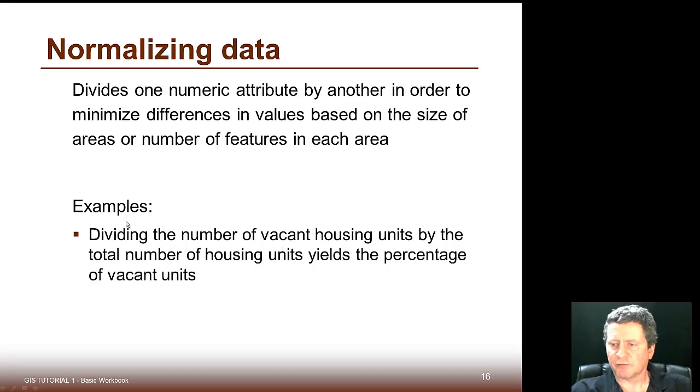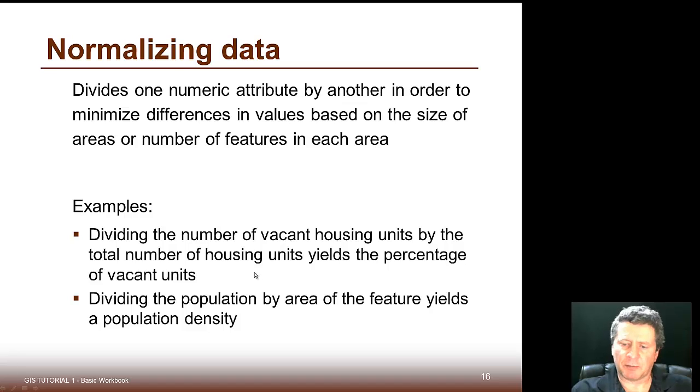So for example here, the idea is vacant housing units divided by the total number of housing. So it tells you the percentage of vacant units. Comparing the number of vacant to the total number of housing gives you the percentage of vacancy. And dividing a population by area tells you the population density. So if there's 20 people, are those 20 people scattered all over 5 miles, or all over 50 feet? So where the population is high relates more to population density than the population number itself.